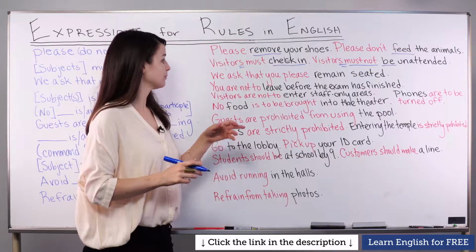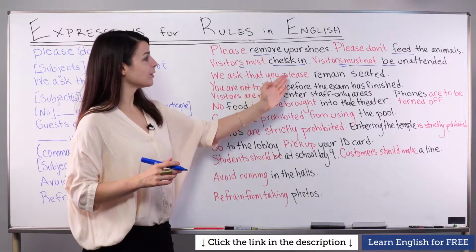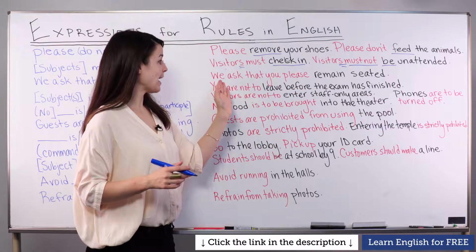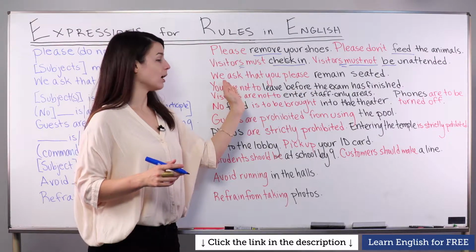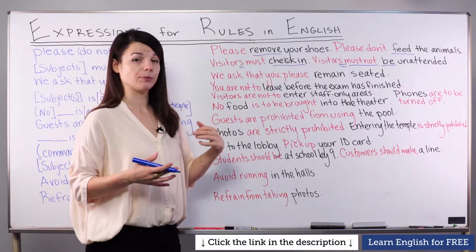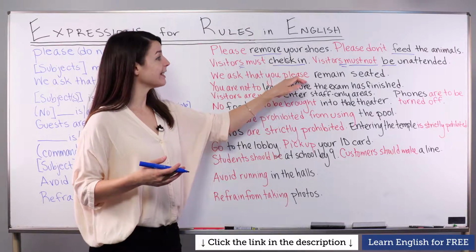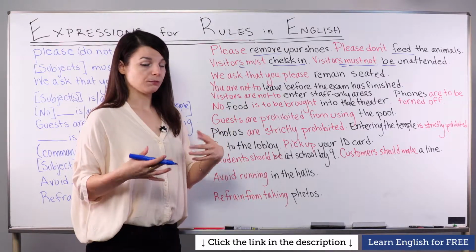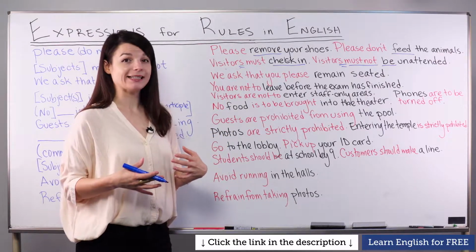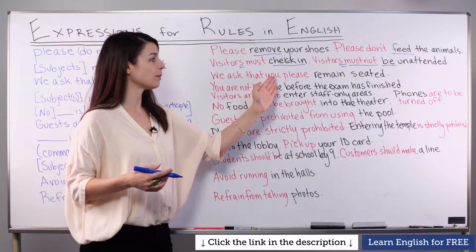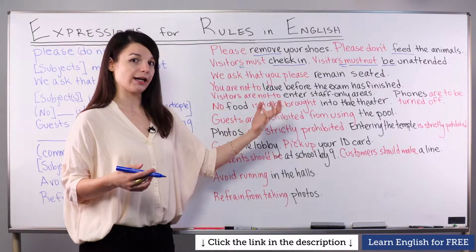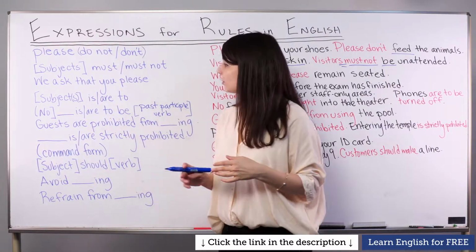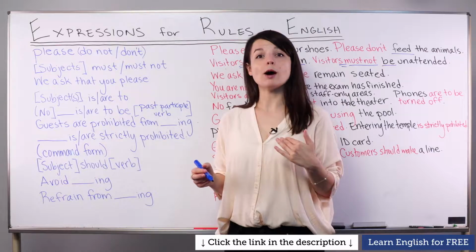Let's look at an example. We ask that you please remain seated. So for example, on an airplane, we ask would be like the airplane staff or the company perhaps. We ask that you please remain seated. So this means, in other words, please stay in your seat. So this makes it a little bit more formal, like a rule kind of, but it's phrased as a request. Okay, so let's go on to a couple more that are a little more complex.